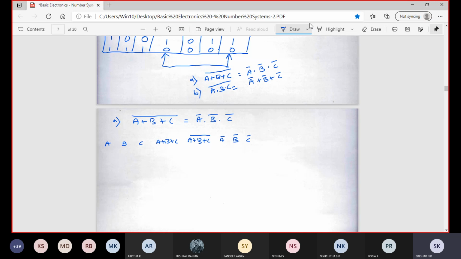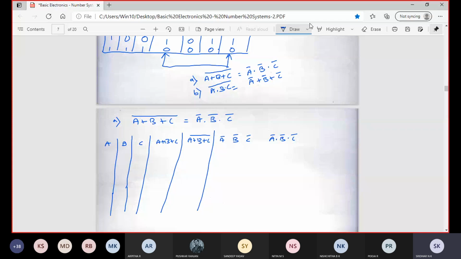Next, I need to write what? A dot b dot c separately. So this completes the truth table. Sometimes my lines will cross. Please don't.